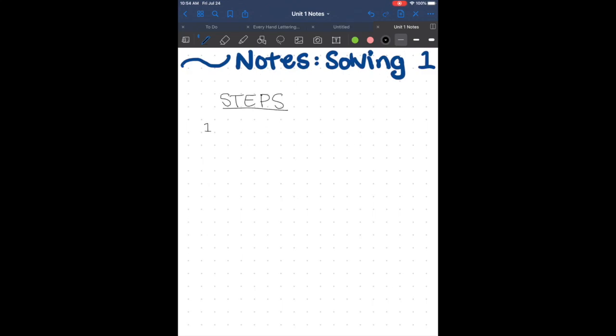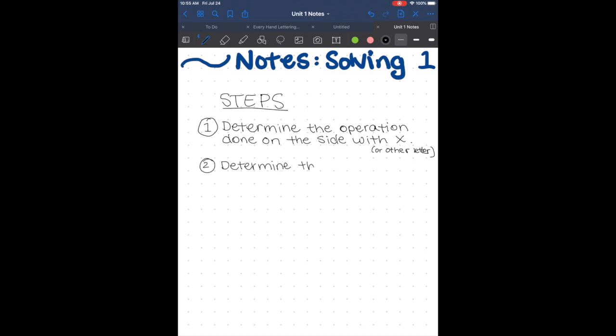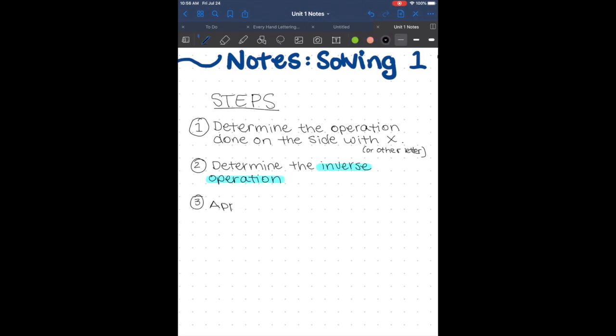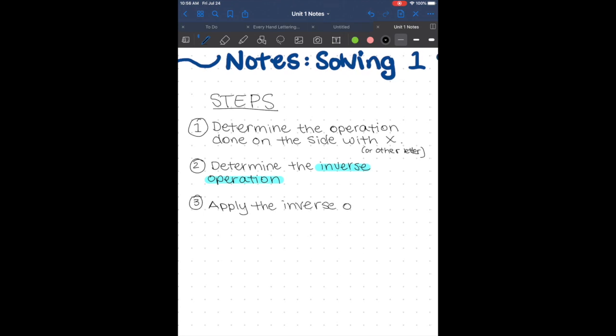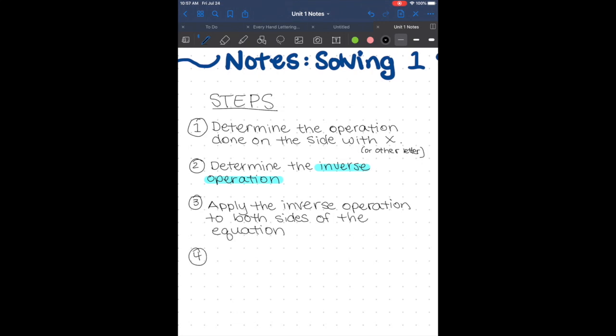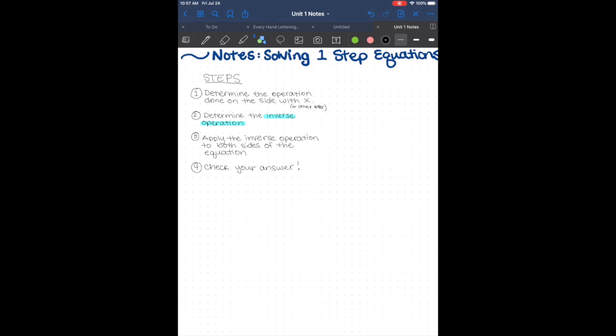Here are some notes on solving one-step equations. First, we're going to write out the steps. Step number 1 is to determine the operation done to the side with x, or whichever variable we're using. Second is to determine the inverse operation. We're going to define that in a minute. Step 3 is apply the inverse operation to both sides of the equation. And step 4, check your answer.